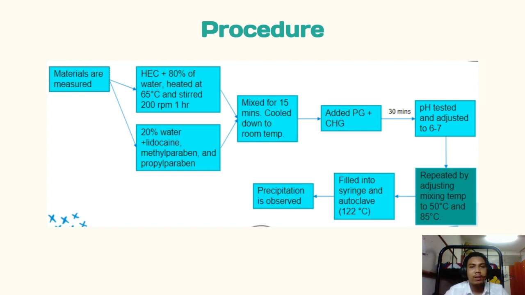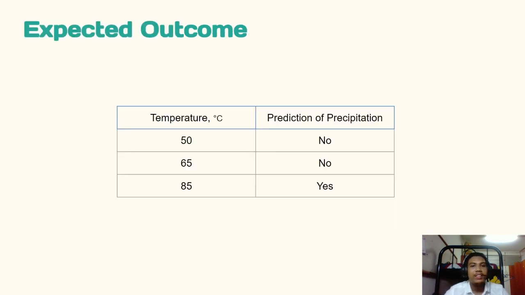We repeat the experiment with 50 degrees Celsius and 85 degrees Celsius when we mix HEC with water. Then we fill our product in syringes and autoclave, and precipitation is observed. And this is the expected outcome. At 50 degrees Celsius, we expect no precipitation will occur. And at 65 degrees Celsius, also no precipitation will occur. And at 85 degrees Celsius, precipitation will occur in our gel product.